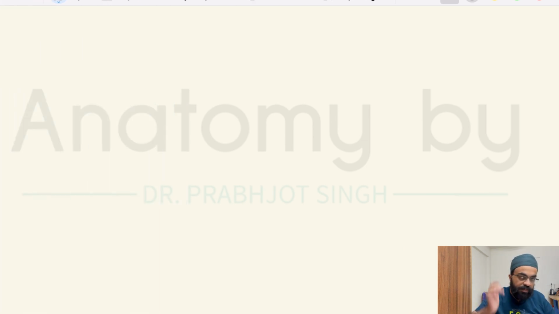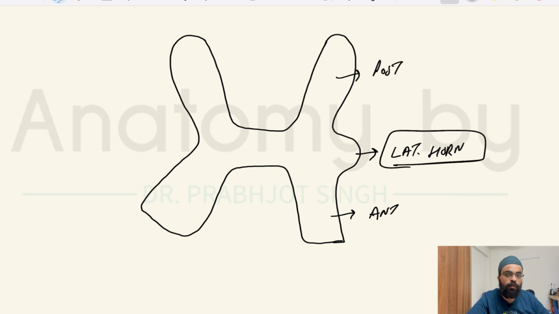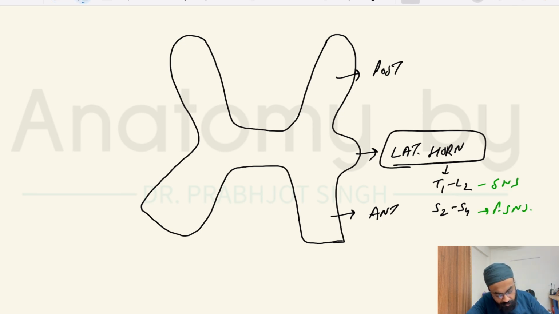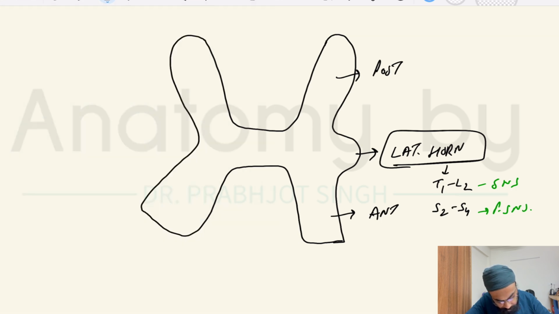Okay. So again for the internal features, I'll just draw the gray matter only. So this is the lateral horn, anterior horn and posterior horn. Why did I draw the lateral horn? It has a specific role. The lateral horn is not present throughout the length, but it is present only at certain locations. The lateral horn is present from T1 to L2 and from S2 to S4, for sympathetic supply and for parasympathetic supply. Obviously, it is present bilaterally. So I'll draw it on this side also so that you guys don't get confused with it.